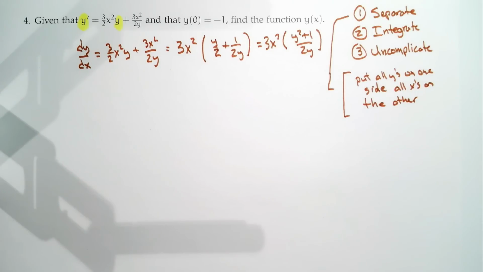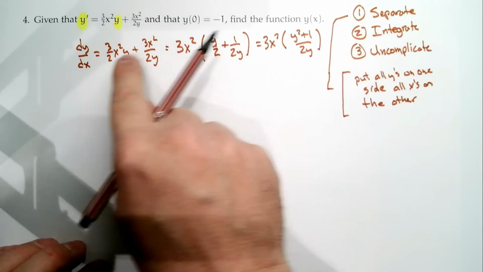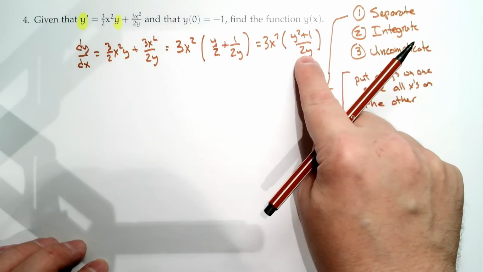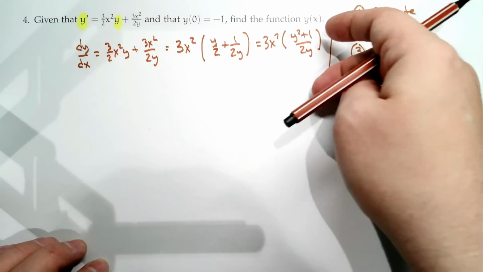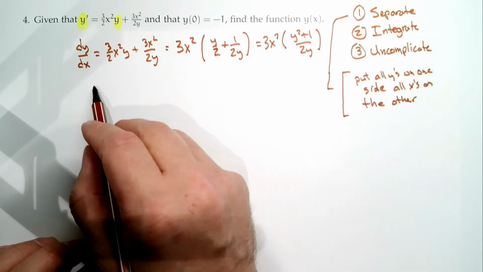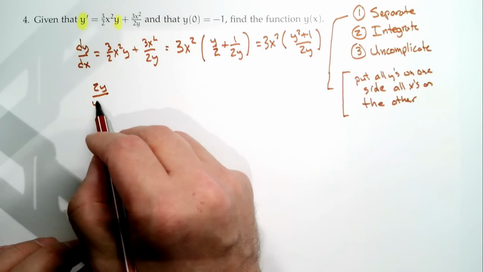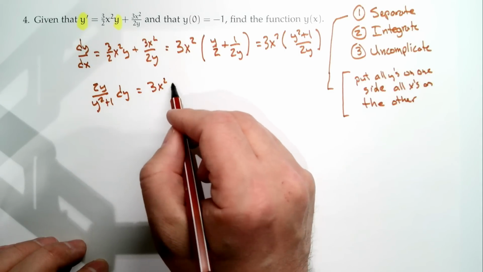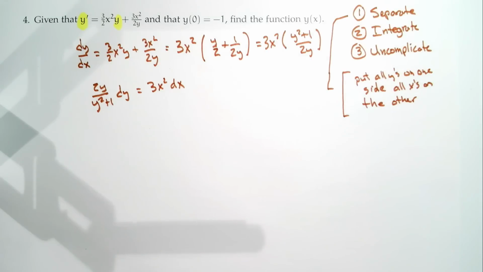You're probably thinking, Steve, you kept telling us that you can't do that. I know. But we'll pretend like we can, because it makes the process much simpler to follow. I'm going to multiply both sides by dx, and then divide both sides by y squared plus 1 over 2y, which really means multiply by the reciprocal. If you do that, you'll get 2y over y squared plus 1 dy is equal to 3x squared dx. This is the end of stage 1, the separation stage.